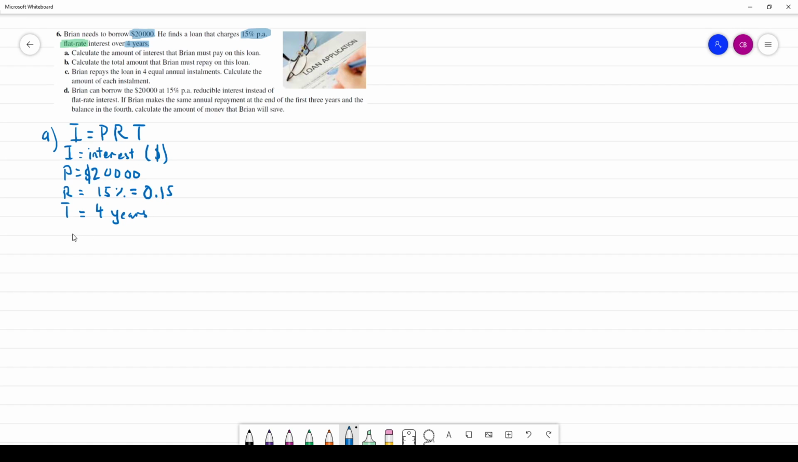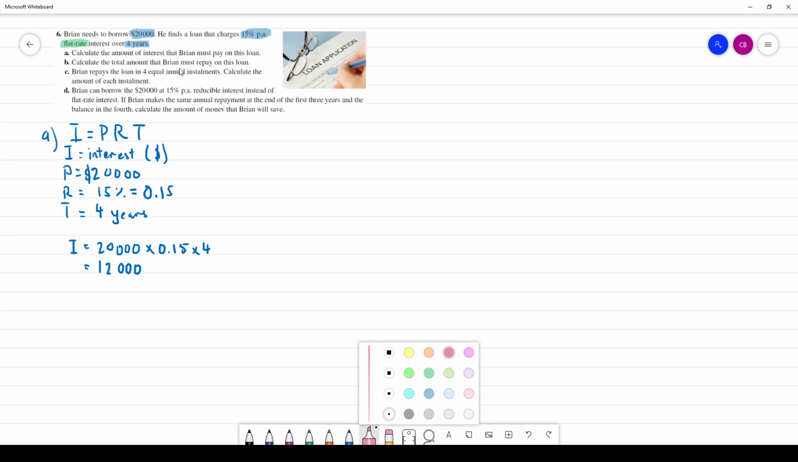And then we just substitute all of our values in. So we will have I equals 20,000 times 0.15 times 4. And if we put that in our calculators, we'll get something like $12,000. And that's A. A just wants the interest. And we've got the interest just by using the simple interest formula because it says flat rate.